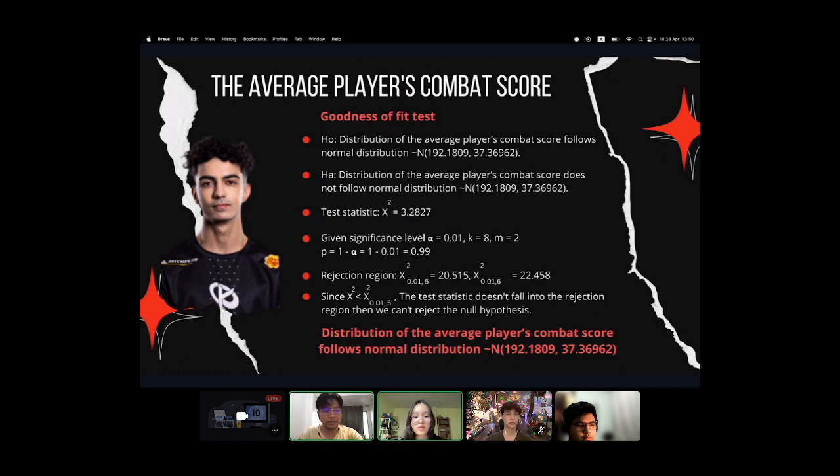Our study aims to test if the average player's combat score follows a normal distribution with a mean of 192.1809 and a standard deviation of 37.36962. Our null hypothesis states that it does, while the alternative hypothesis suggests otherwise. We conducted a goodness of fit test with a significance level of 0.01, A equal to 8 and M equal to 2. The calculated test statistic was 3.2827, which did not fall into the rejection region of x less than 20.515 or x greater than 22.458. Therefore, we failed to reject the null hypothesis and concluded that the distribution follows a normal distribution with the given mean and standard deviation.